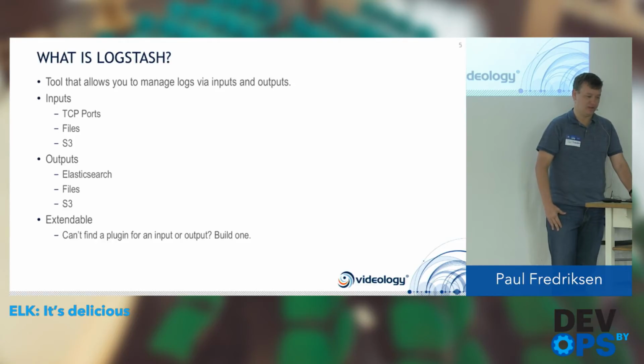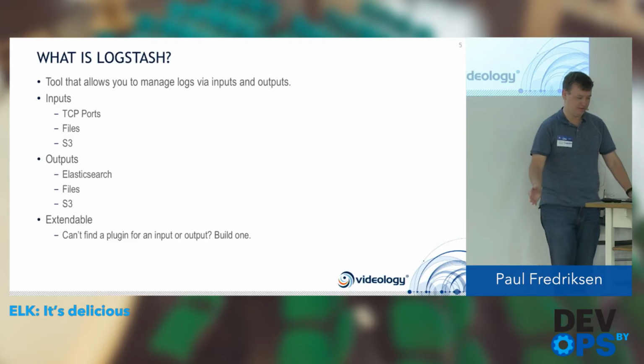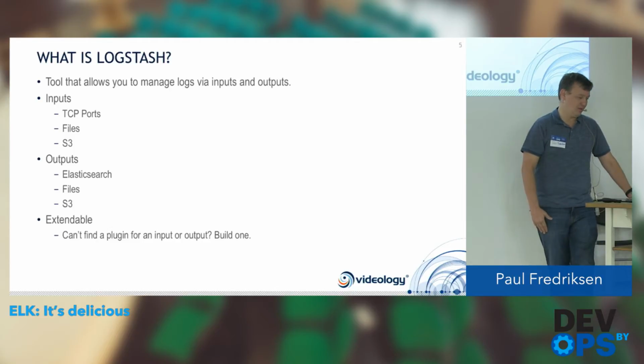You also have your outputs. Outputs are pretty much the exact same thing as your inputs, except they allow you to send to places instead of allowing you to get to places. So output examples: Elasticsearch, files, and S3. This is all extendable. It's all open source. If there's an output or an input that you don't know about, you can build one. So if you have your own Java application, and you want to be able to send metrics or information that your application generates, it's very easy to create your own custom output for that to send to Logstash.